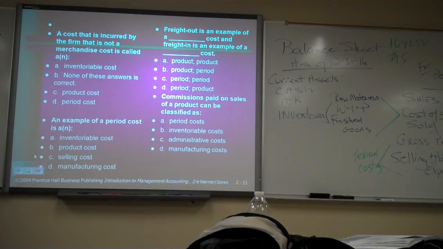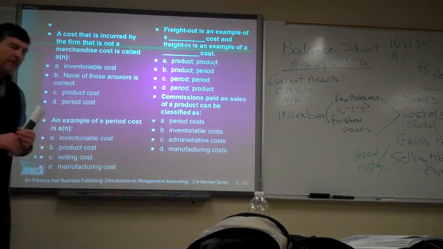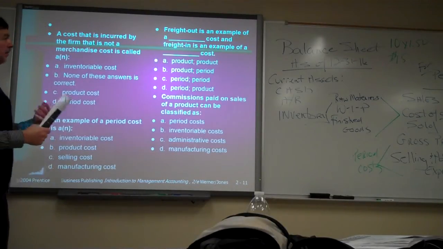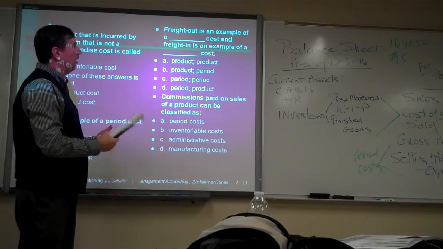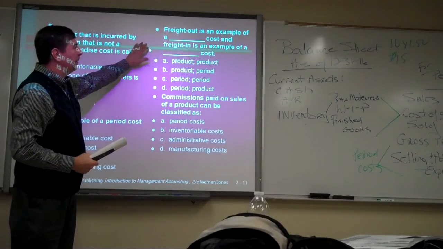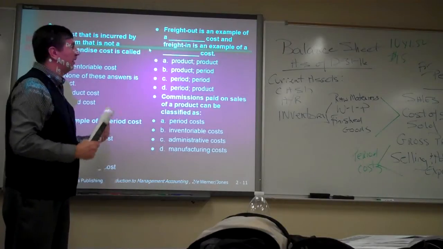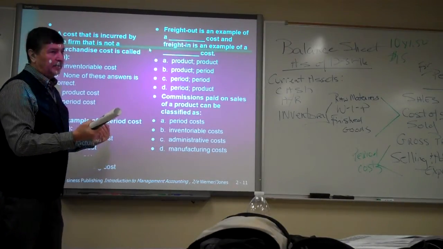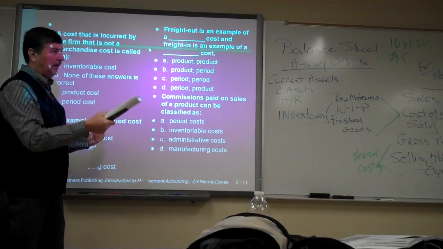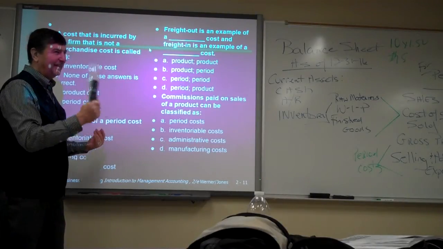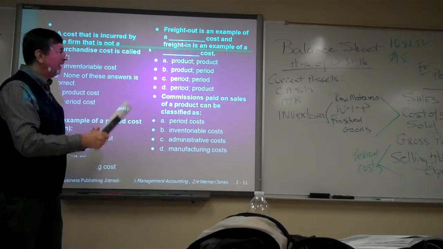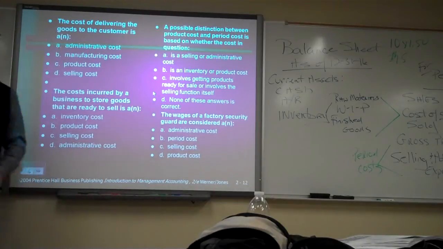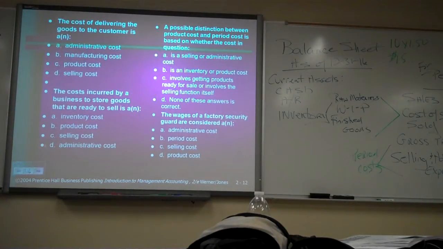Title passed. Okay, freight out. Think about that. Freight out, I have to pay to get something out. But the way we're categorizing it is a little different. This is product or period. So freight out is an example of what kind of cost, and freight in is an example of what kind of cost? Freight out is period, because you're selling it, and freight in is product. So that's the answer, right? No.